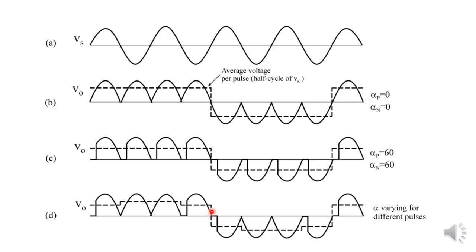So the basic thing is the cycloconverter can be used either as a frequency controller alone, or it can be used as a frequency controller as well as a voltage controller.